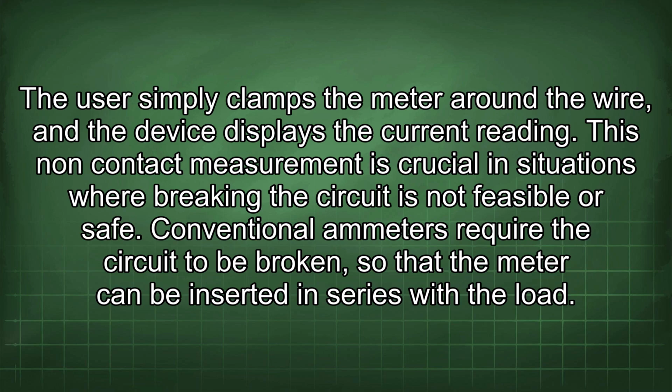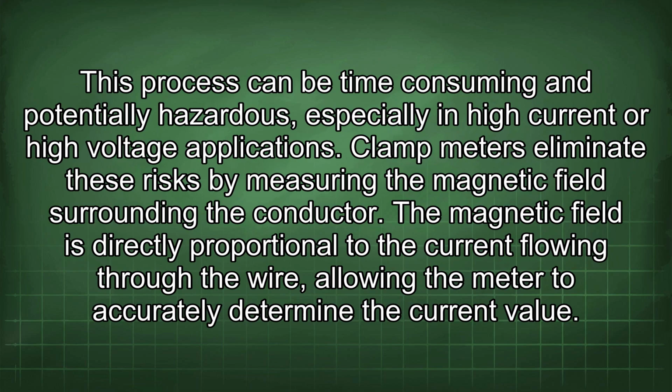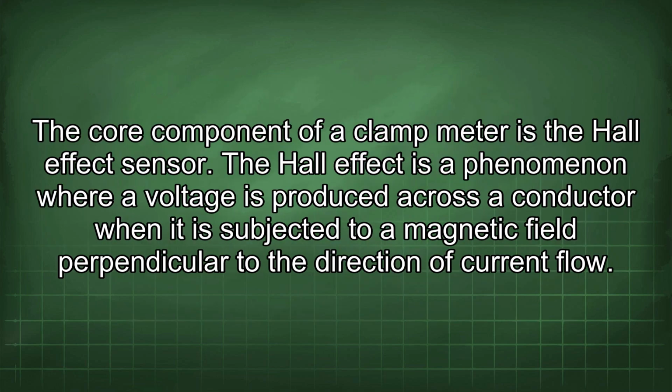Conventional ammeters require the circuit to be broken, so that the meter can be inserted in series with the load. This process can be time-consuming and potentially hazardous, especially in high current or high voltage applications. Clamp meters eliminate these risks by measuring the magnetic field surrounding the conductor. The magnetic field is directly proportional to the current flowing through the wire, allowing the meter to accurately determine the current value. The core component of a clamp meter is the Hall effect sensor.